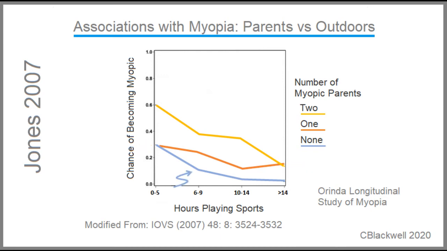Also note that having zero parents with myopia does not mean zero risk for the child. Indeed, in the low exercise group, the risk is about 30%, the same as having one myopic parent.